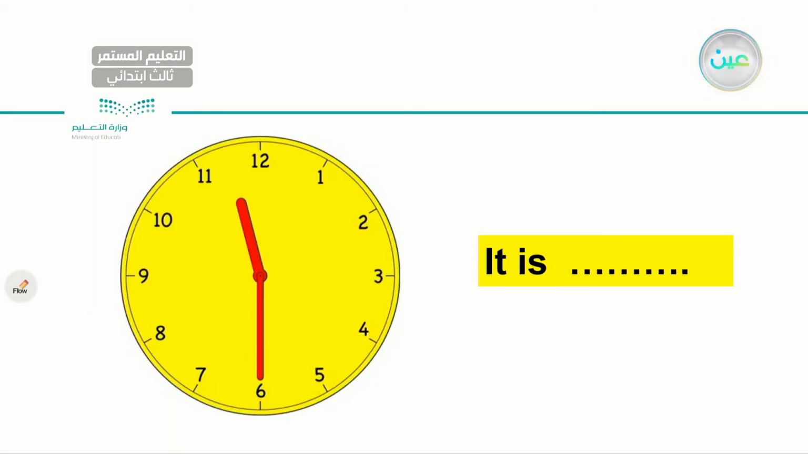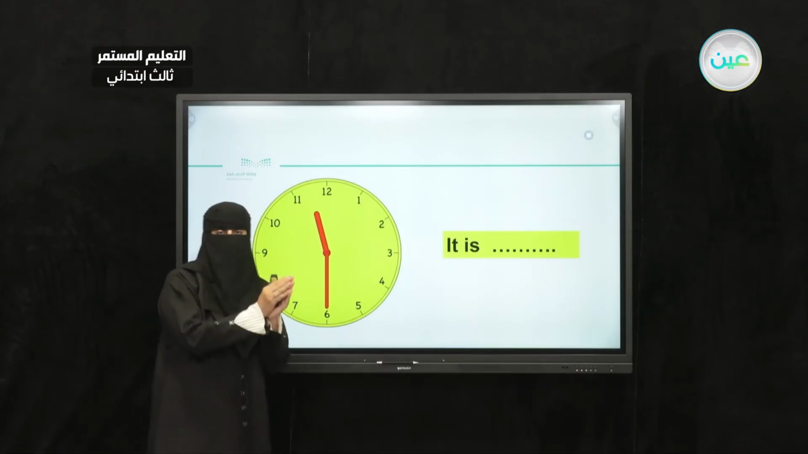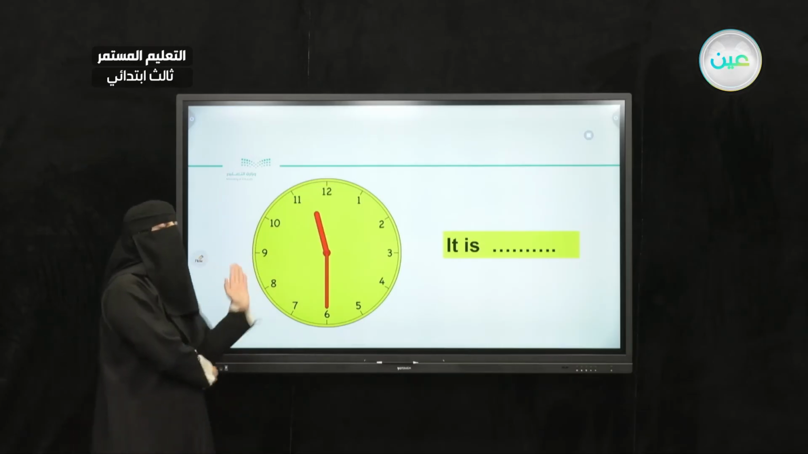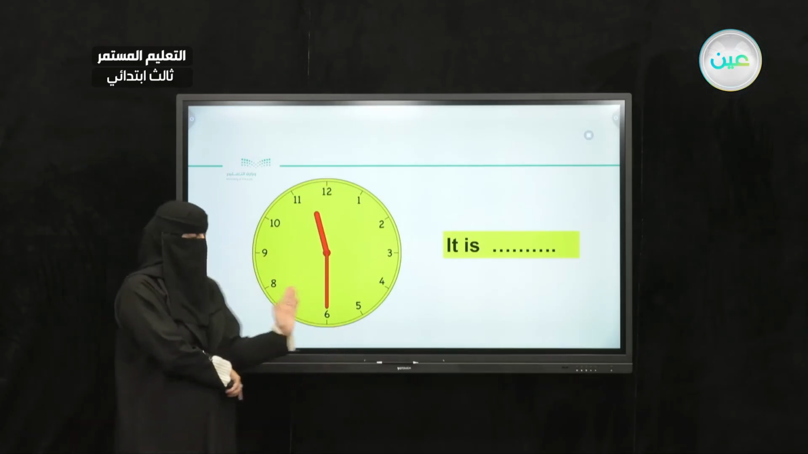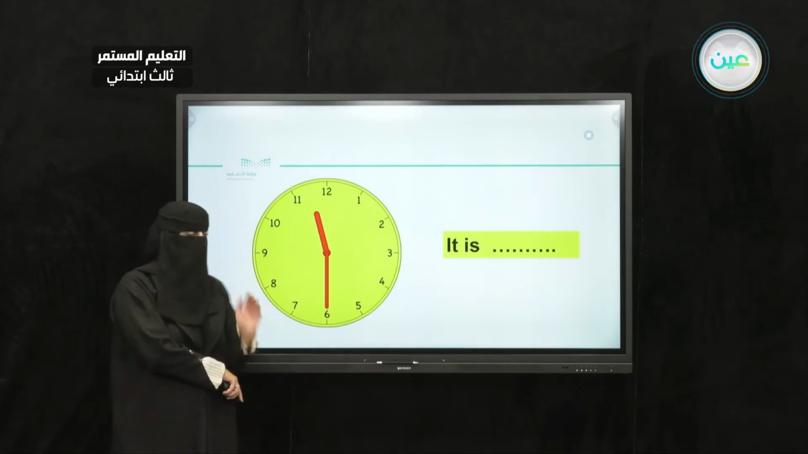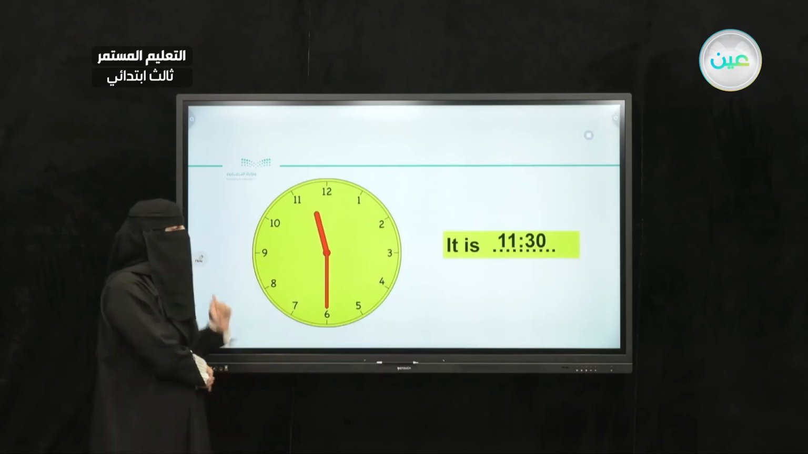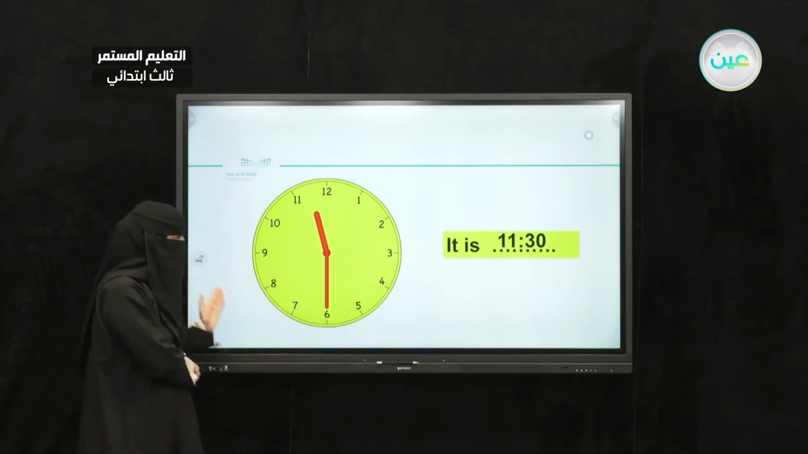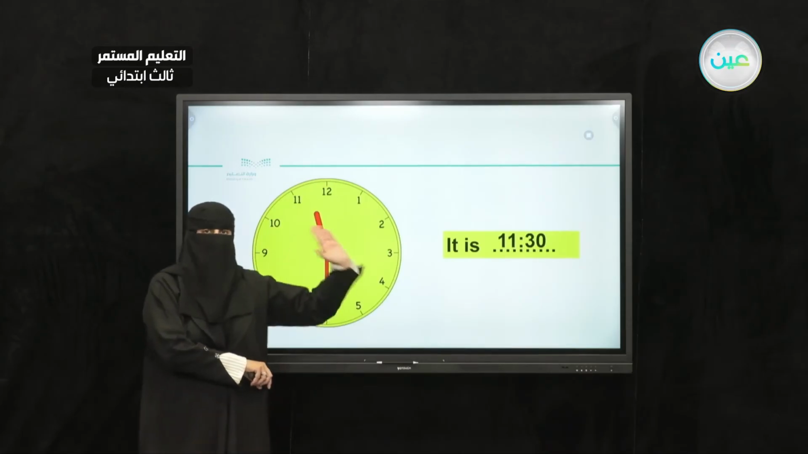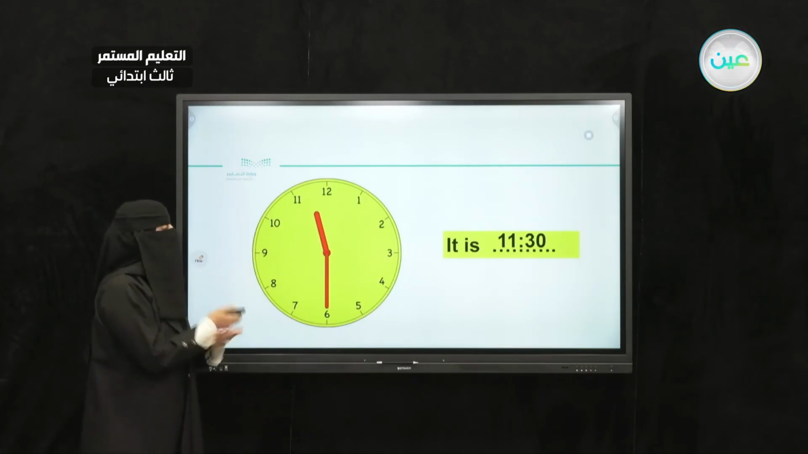Excellent. Now, the ones we had before are exactly 1 o'clock, 2 o'clock, 3 o'clock, 11 o'clock, right? But now I added 30 minutes. Okay? So what time is it? Can I say it is exactly 11 o'clock? No. It is 11:30. Very good. So if I ask you one more time, my dear student, what time is it? It is 11:30. Very good.